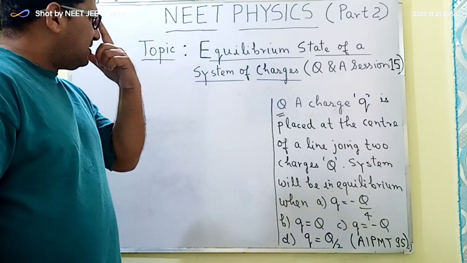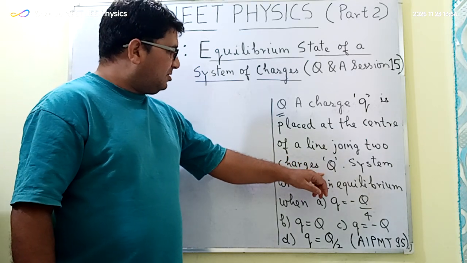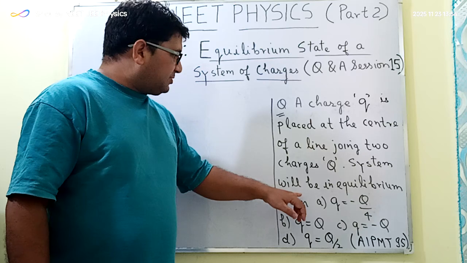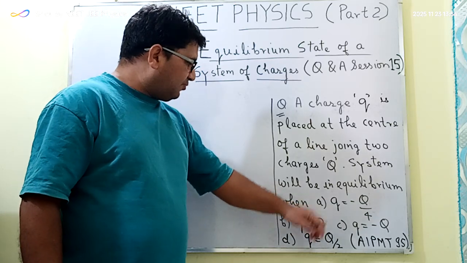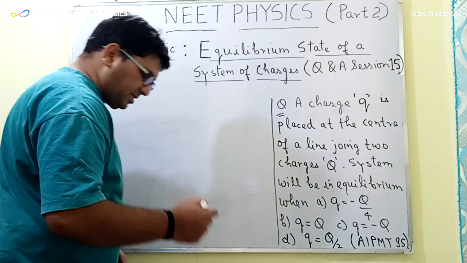So the question here is: a charge Q is placed at the center of a line joining the two charges of magnitude Q. Now the system will be in equilibrium when, so we have been given four options and we have to find the correct option.